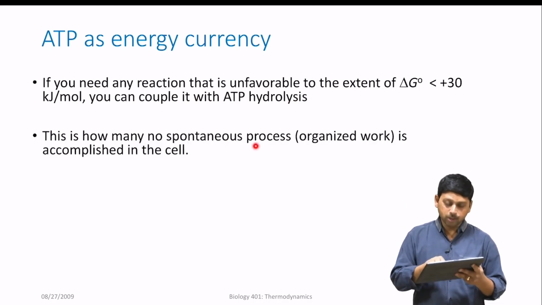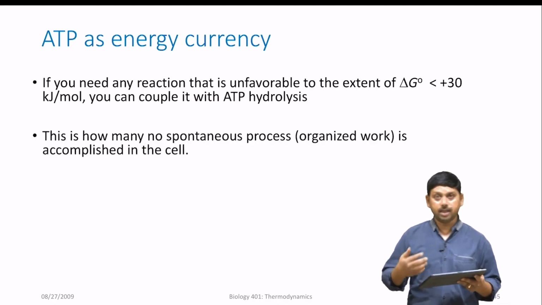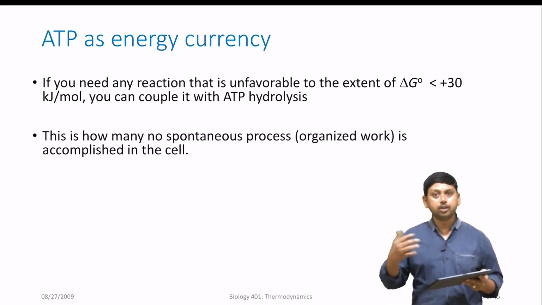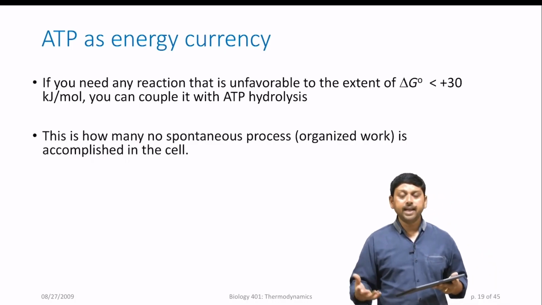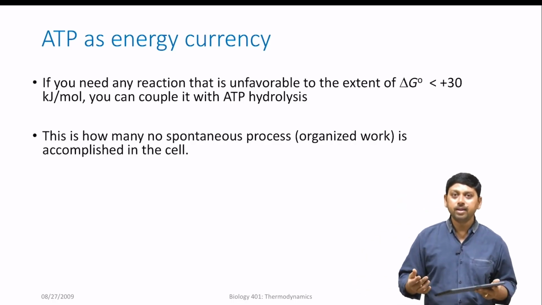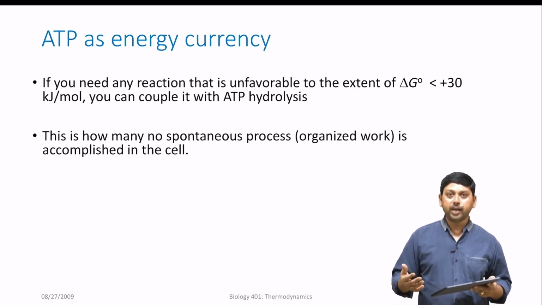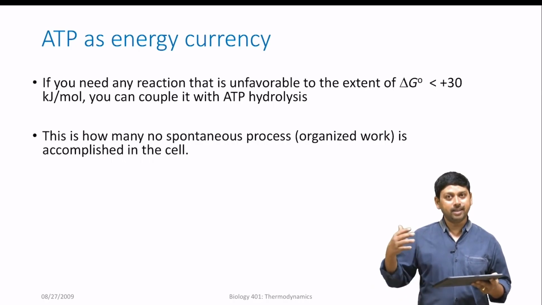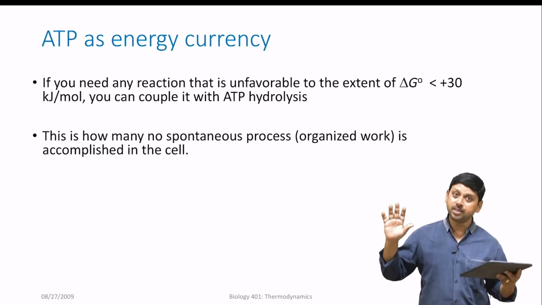So, this is how many non-spontaneous processes, which are organized work, are happening in our body all the time, which is not spontaneous actually, but then the ATP hydrolysis can supply that energy, and therefore, it will be possible. So, actually overall again the delta G is negative, that means universe entropy is increasing.